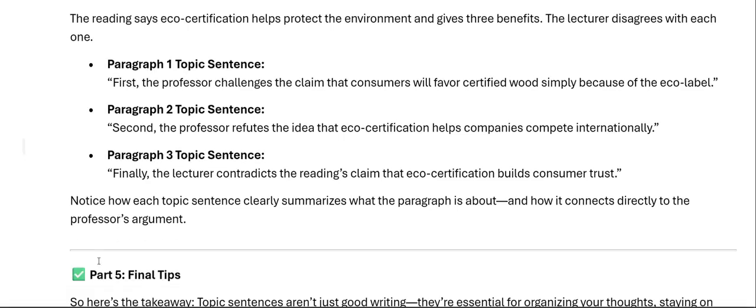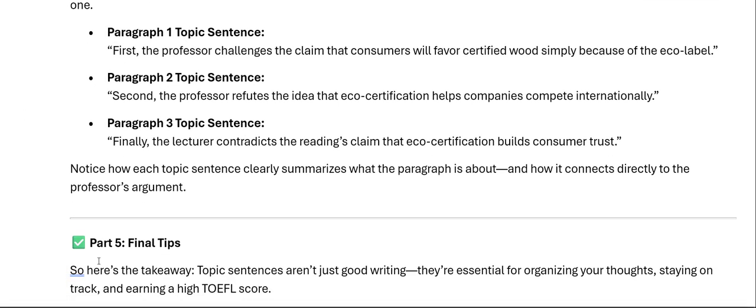So for paragraph 1, the topic sentence will sound something like this. First, the professor challenges a claim that consumers will favor certified wood simply because of the eco label. In the second paragraph, your topic sentence may resemble, second, the professor refutes the idea that eco-certification helps companies compete internationally. And then in paragraph 3, your topic sentence may sound like this. Finally, the lecturer contradicts the reading's claim that eco-certification builds consumer trust.